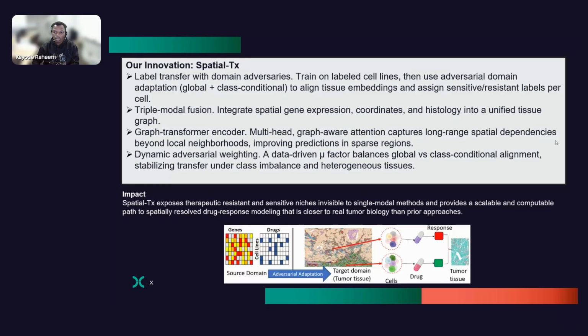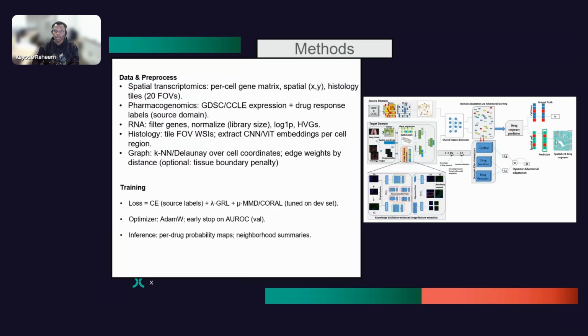So this gives a pictorial view of the entire workflow we are trying to implement. We can see we have the source domain and the target domain, and our target domains are spatial cells, right? We are trying to infer drug responses that are not available when using the spatial cells. So our tool can predict responses in these spatial cells. All right. So what are the methods we try to implement for this particular workflow framework?